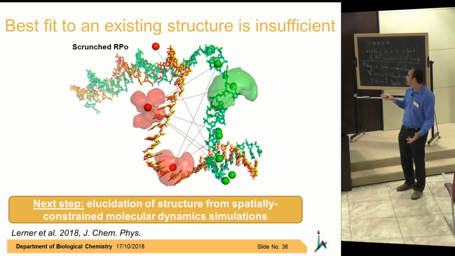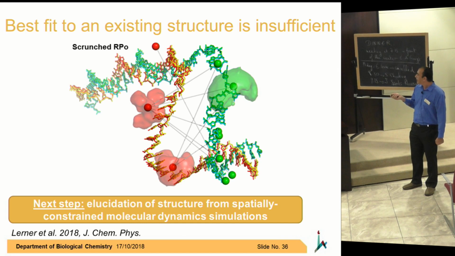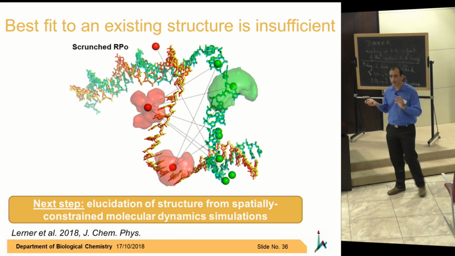So the next step is to elucidate the structure, but I want to deal with this assumption that the dyes move faster than the fluorescence lifetime. Fluorescence lifetime occurs at around nanoseconds, and the assumption is that the movement of the dyes is at the tens of picoseconds.